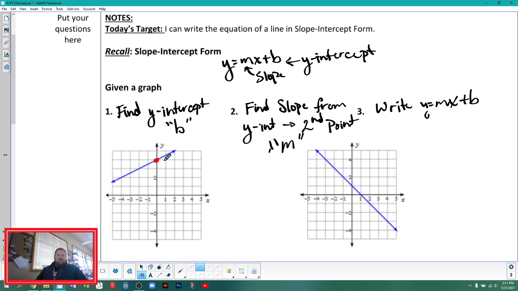In this first one, I find the y-intercept to be 4. And I see another good point right here, so I'm going to figure out my slope from that. It goes up 1 and over 2, so that means the slope is 1/2. So I get y equals 1/2 times x plus 4.